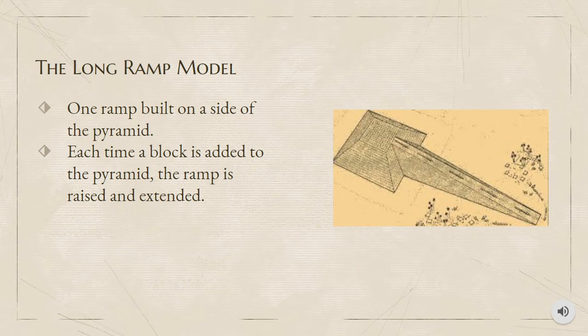However, many researchers and scientists have found faults in this theory. These faults mainly consist of the physical space and material that it would have taken to build this long ramp model. Firstly, there simply wouldn't have been enough room on the Giza plateau for a ramp this long. Along with this, the amount of materials required to build a ramp of this length isn't realistic, as it would have taken a larger volume of stones just to build this ramp alone than to build the entire pyramid.